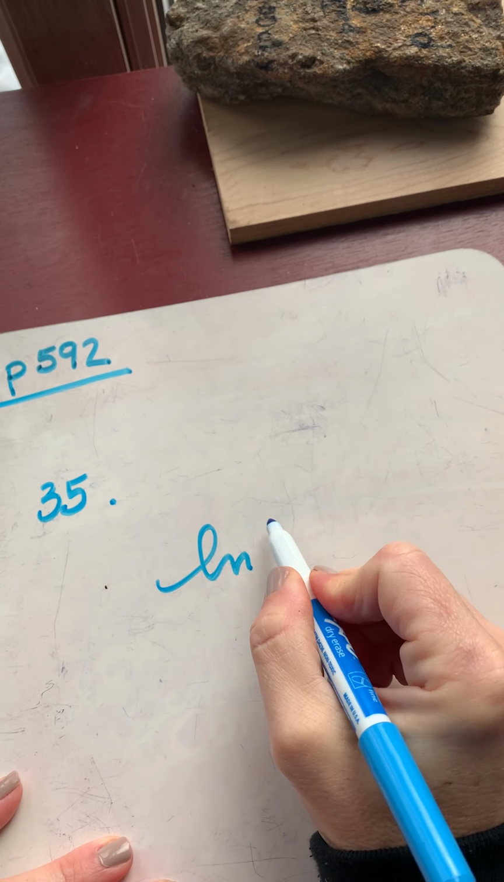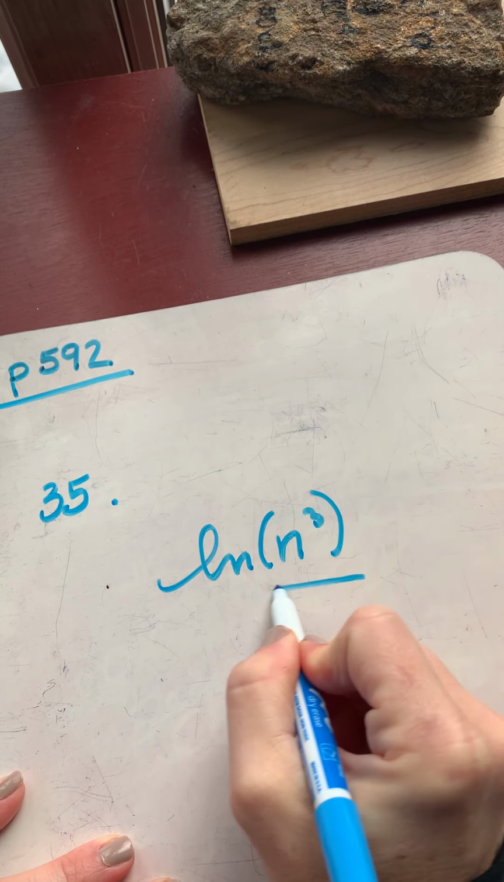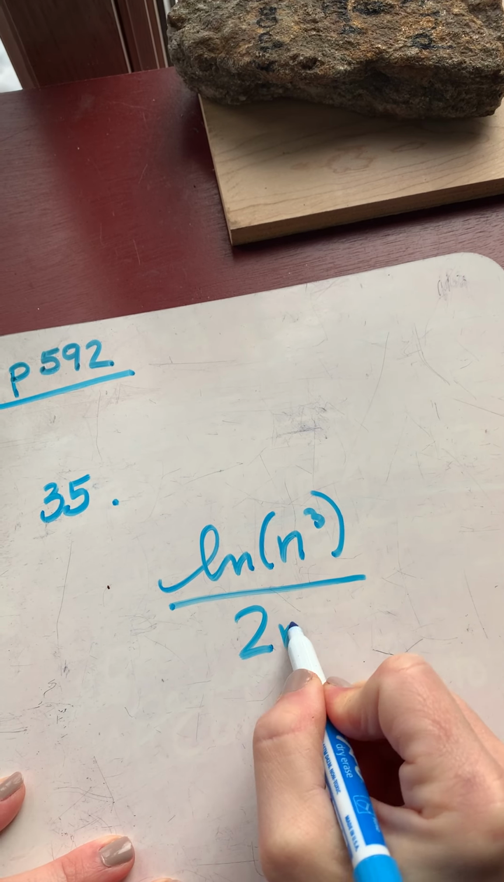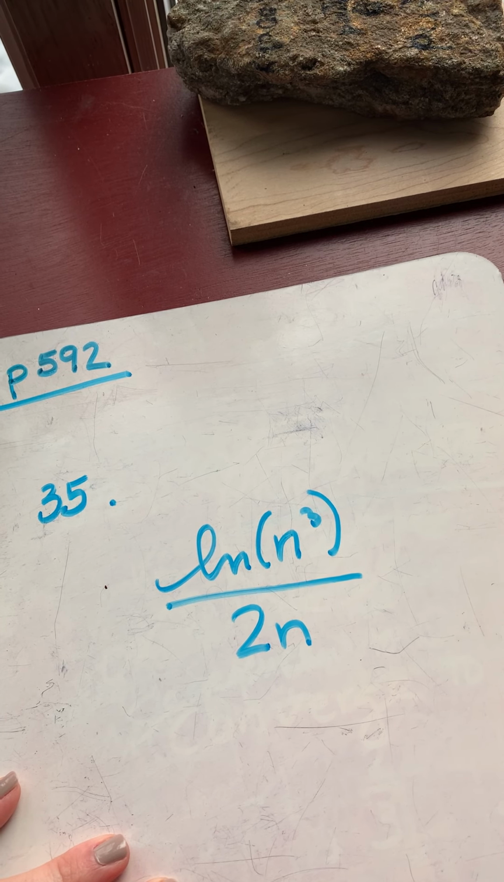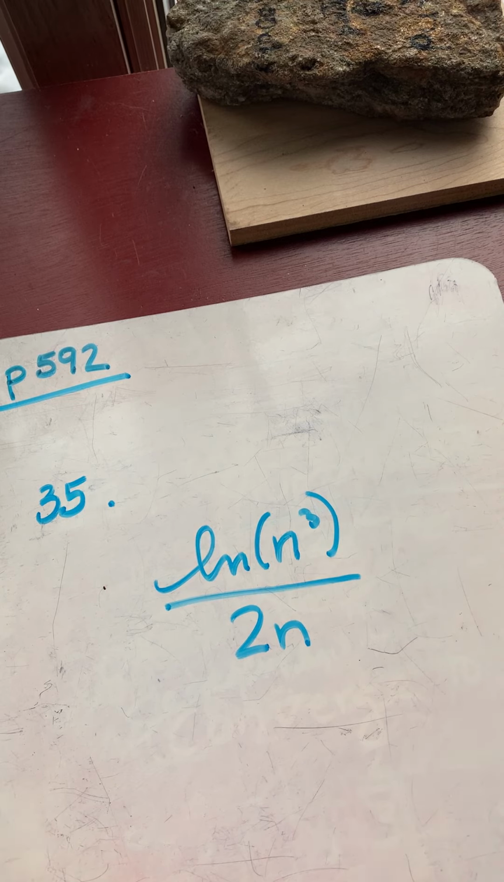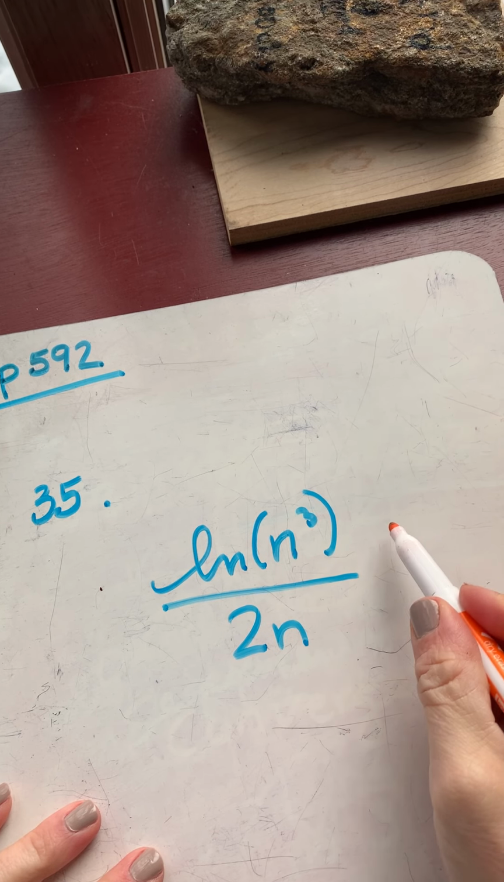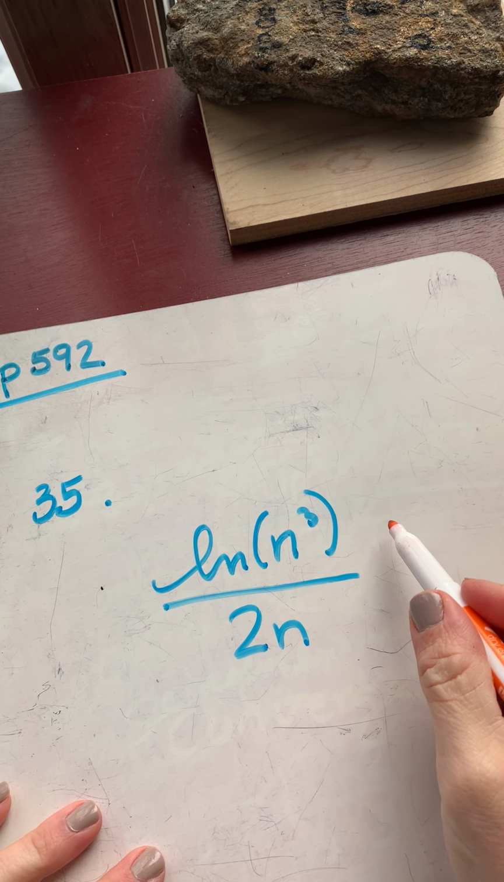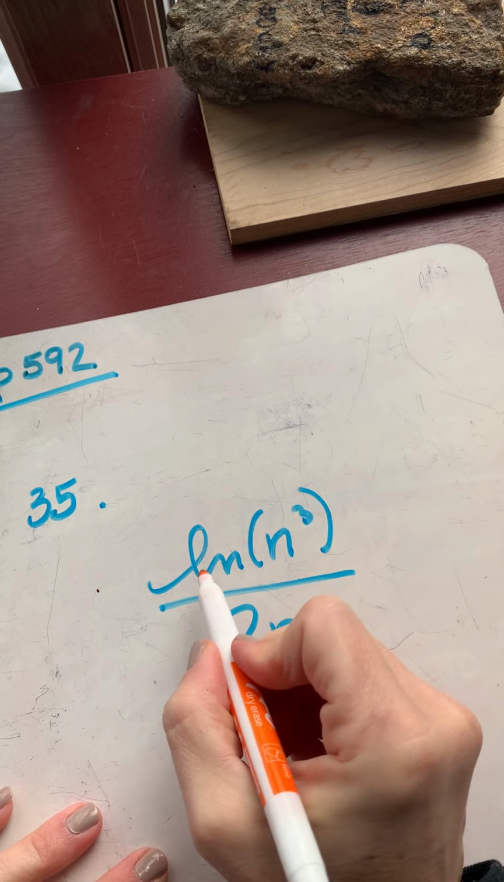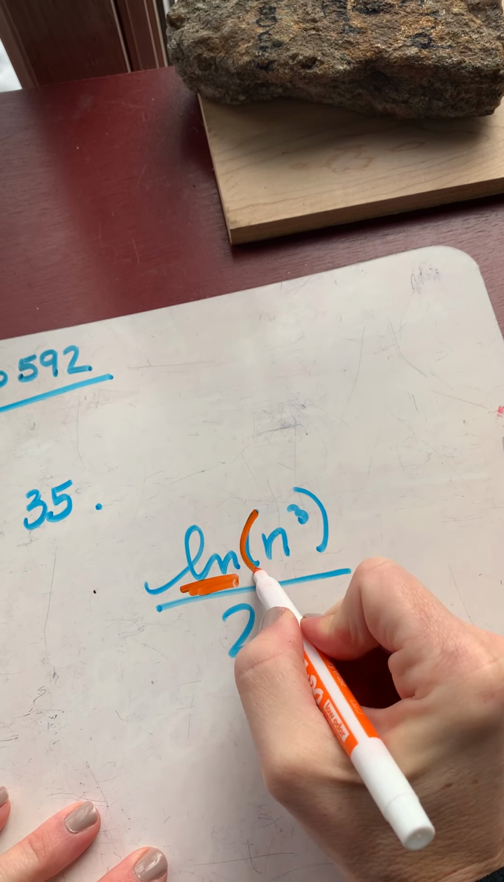The natural log of n to the third over 2n. I thought about this for a little bit, and I was like, which grows faster, the top or the bottom? I looked at the top, and I thought, well, this is n to the third, and this is just n. So I thought maybe the top would grow faster, but this isn't n to the third. This is the natural log of n to the third.